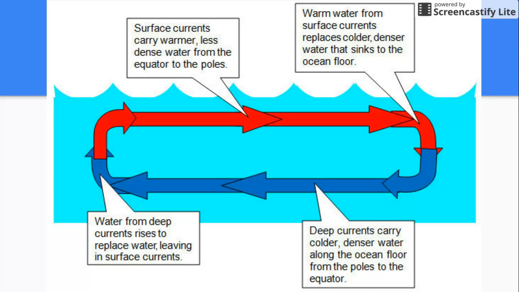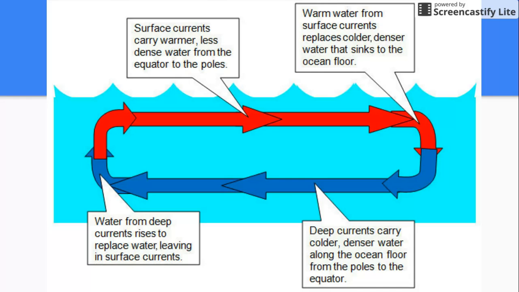Surface currents carry warmer and less dense water from the equator to the poles. So when you think about ocean currents, not only are you talking about the density being affected by the temperature, but the density is also affected by the things within the water, including gases. And gases dissolve easier into the cooler water. The warm water from the surface currents replaces the colder, denser water that sinks to the ocean floor. The deep currents carry colder, denser water along the ocean floor from the poles back to the equator.